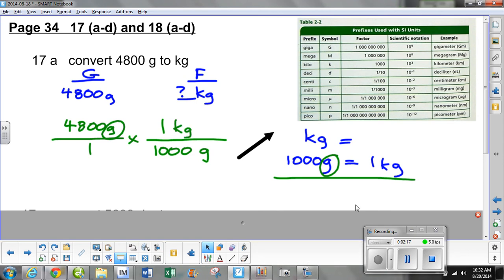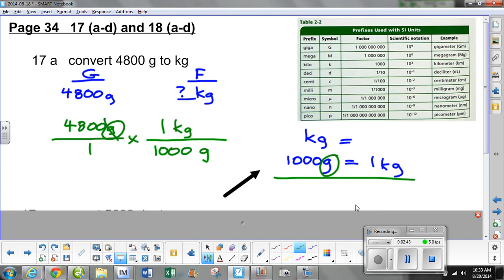Why did I know that? Because kilo stands for 1,000, and 1,000 is substituting for the kilogram, so those have to be equal. And that works out really nicely to be able to do any conversion of any unit of measure. All you have to know is what the prefixes mean. So let's go ahead and do our numbers here.